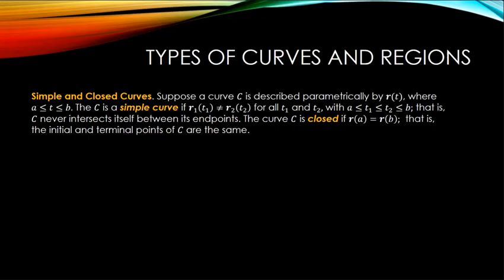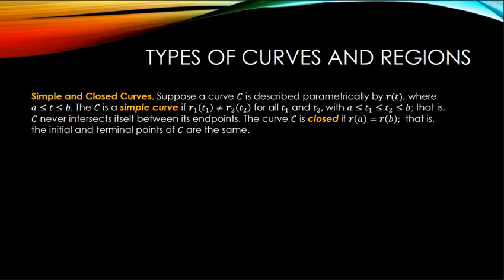Suppose that I have a curve C described parametrically by r of t, where a is less than or equal to t, which is less than or equal to b. The curve C is a simple curve if r sub 1 of t sub 1 is not equal to r sub 2 of t sub 2 for all t sub 1 and t sub 2, with a less than or equal to t sub 1, which is less than or equal to t sub 2, which is less than or equal to b. That is, my curve C never intersects itself between its endpoints.